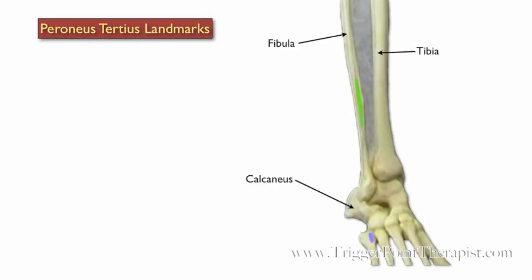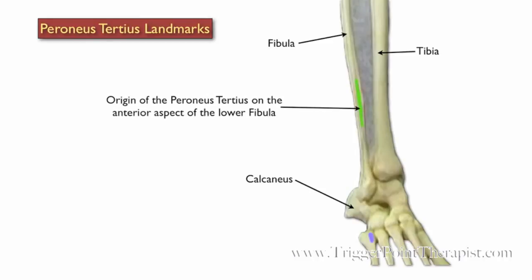And now we take a look at the Peroneus tertius landmarks. Again, you'll see the tibia, the fibula, and the calcaneus. The Peroneus tertius originates on the anterior aspect of the lower part of the fibula and inserts on the fifth metatarsal bone.